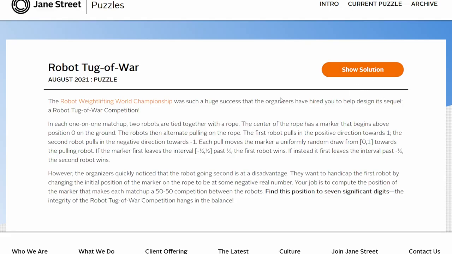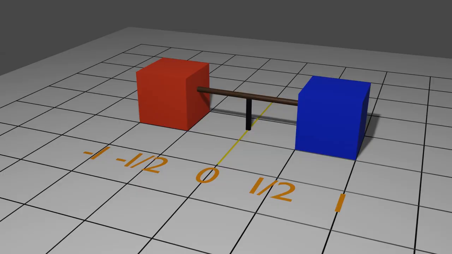Welcome to Robot Tug of War. We have two robots, each capable of pulling a random distance between 0 to 1 units in opposite directions each turn. First one to one and a half wins. Perhaps a visualization may serve us better.